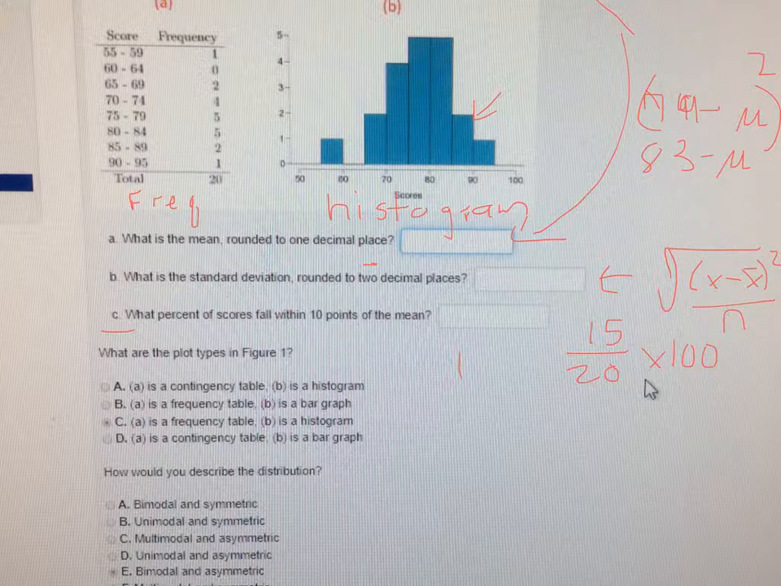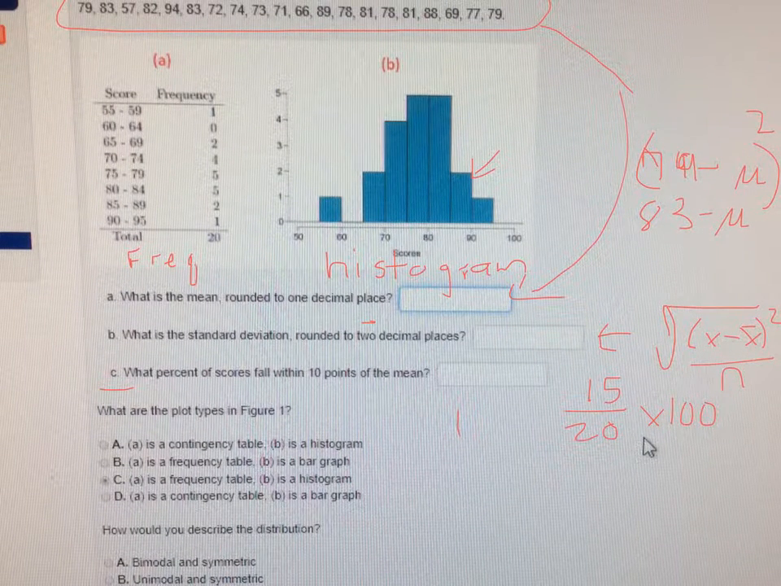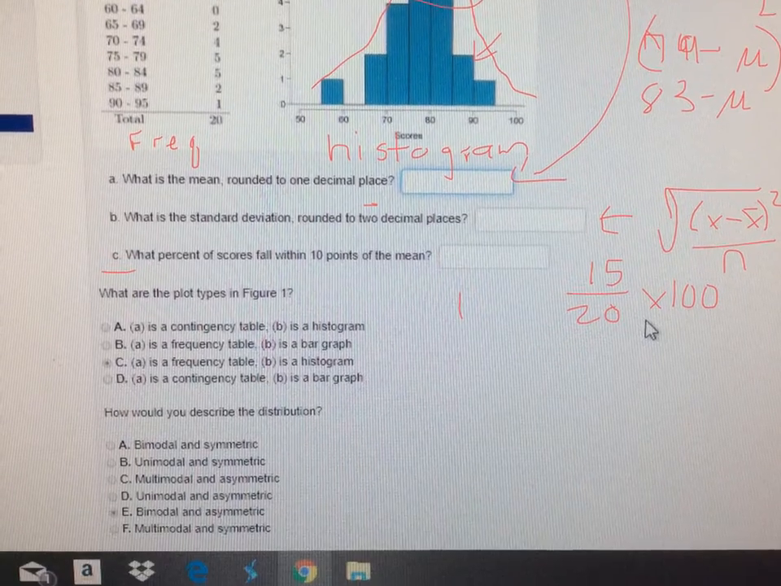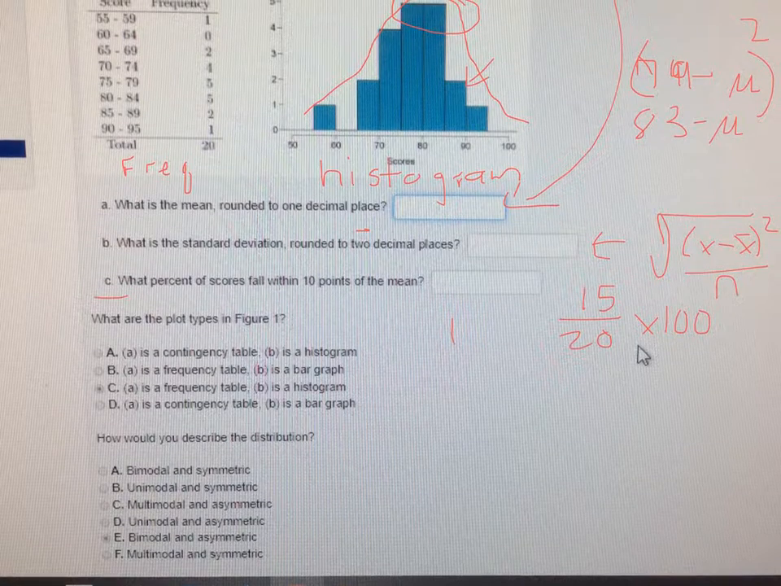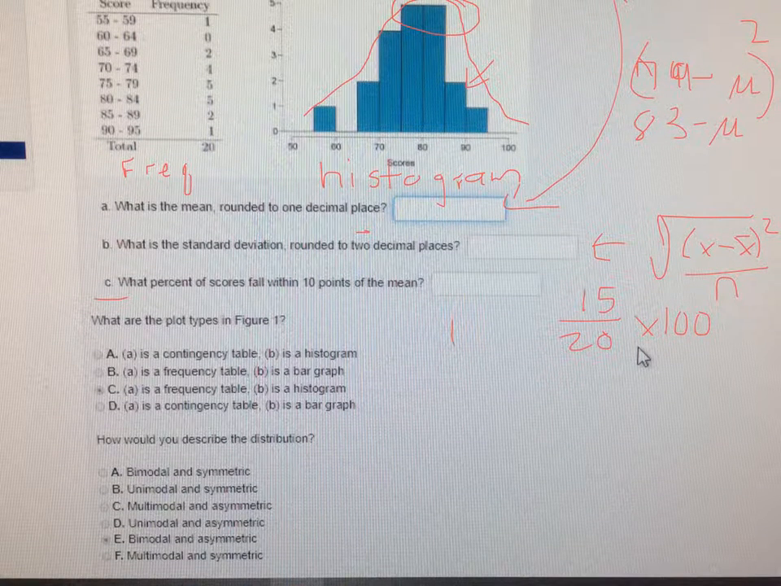And then it's asking you to describe the distribution. So when we look at especially the bar graph, because that gives us a little bit of a better picture of it, it looks certainly as if we've got a maximum value here, and it's following the shape of the normal curve like that. It's pretty symmetric, so let's see what our choices are. Bimodal and symmetric. It's definitely not bimodal. Unimodal and symmetric. Unimodal and asymmetric.